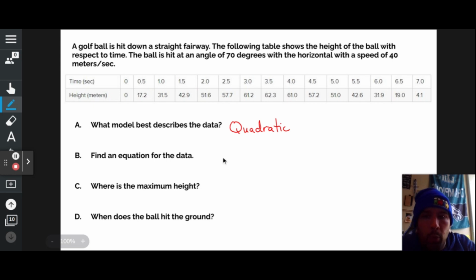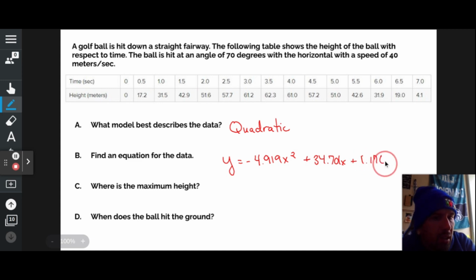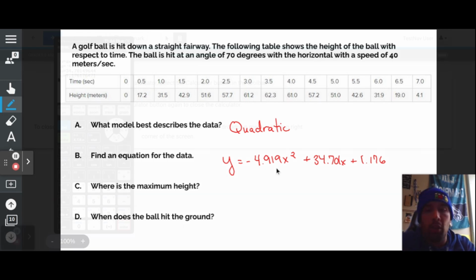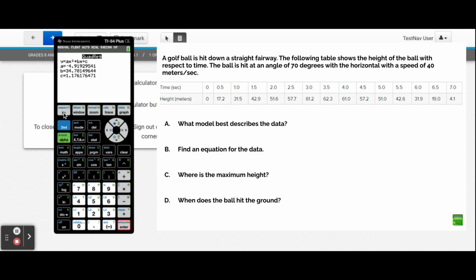Okay, so we ended up with y equals negative 4.919x squared plus 34.701x plus 1.176. Now I'm going to use my Y equals to find my max and my zero. Kill two birds with one stone. Let's go. Now that I have it written out, if I go to Y equals, I don't have to type it out because I did my vars. Fun fact, I also have my plot up there so I can see how accurate my picture is. So pretty accurate. Now what I want to do for part C is find the maximum height.